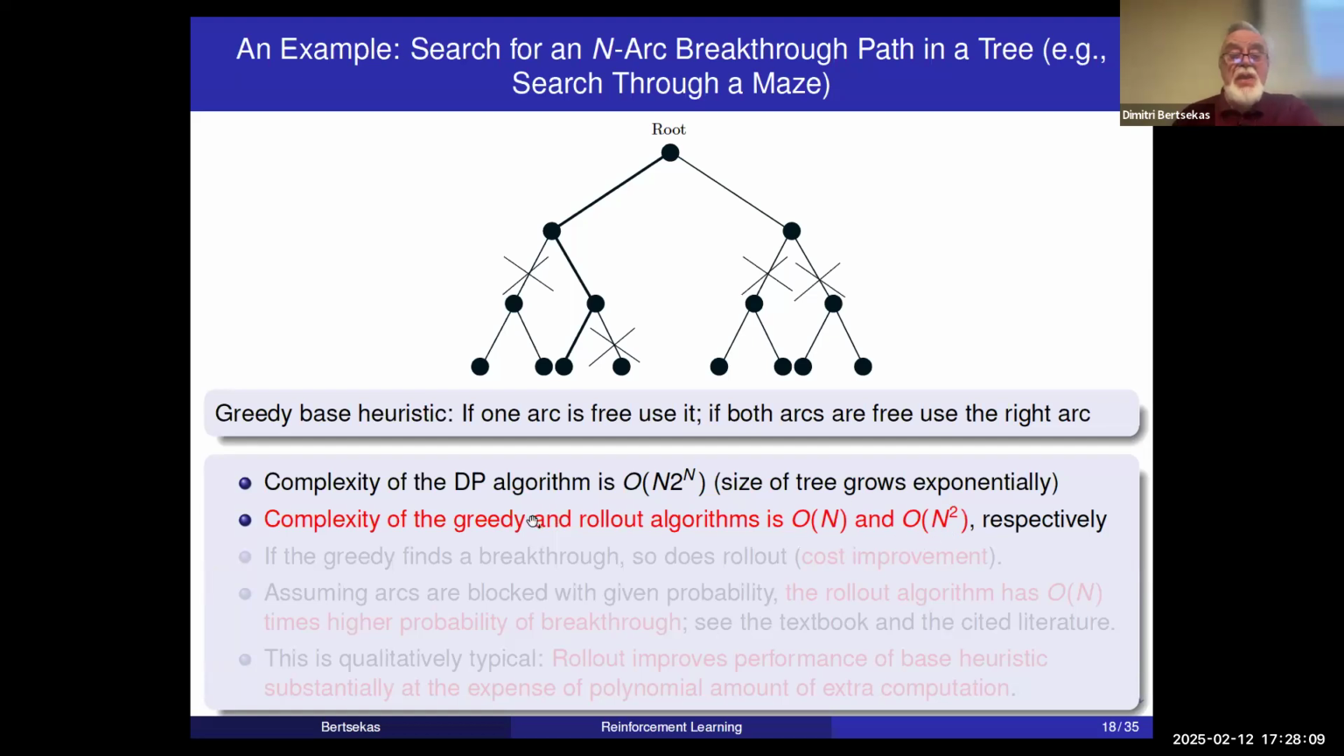Now, the rollout algorithm that uses the greedy as a base heuristic has to do more computation, has to run the greedy from every node down the path. So there's a factor of n that's added to the complexity here. It's still polynomial, though. Now, it's pretty easy to see that if the greedy heuristic finds a breakthrough, the same thing is true for rollout. Rollout will just maintain that greedy path, and this is an instance of cost improvement.